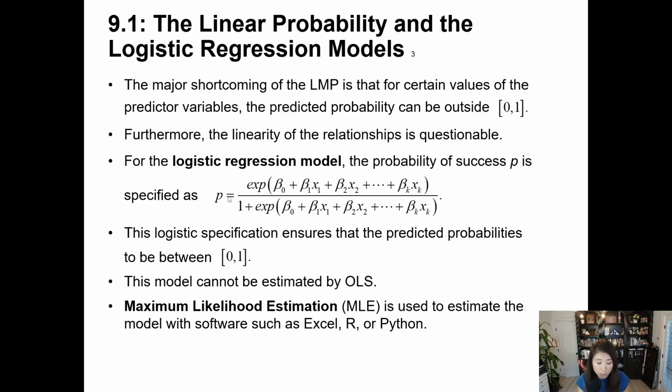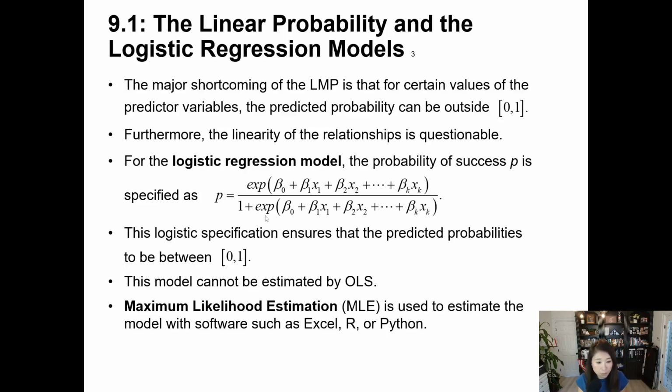So the logistic regression model's math looks like this way. P equals exponential of beta 0 plus beta 1 x1 plus beta 2 x2 plus etc. plus beta k xk, divided by 1 plus exponential of beta 0 plus beta 1 x1 plus beta 2 x2 plus etc. So therefore you can see it is not linear. It is a non-linear regression model.